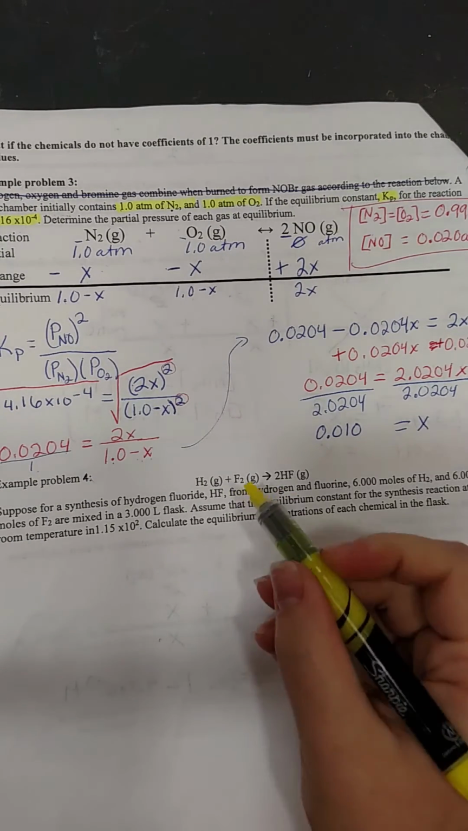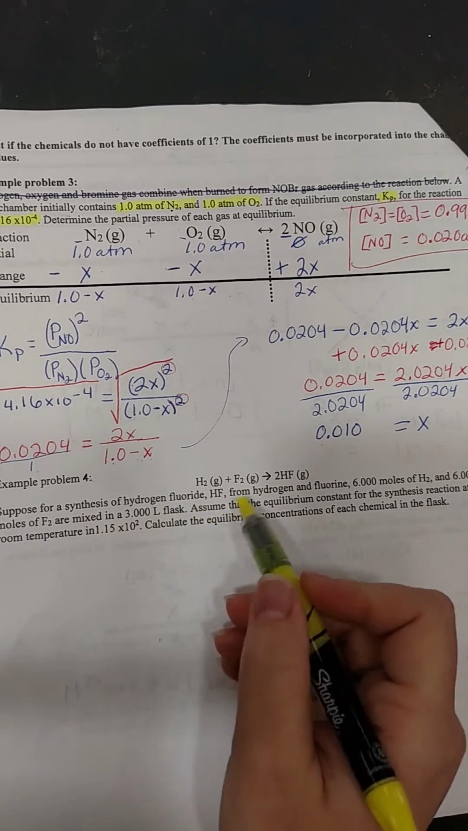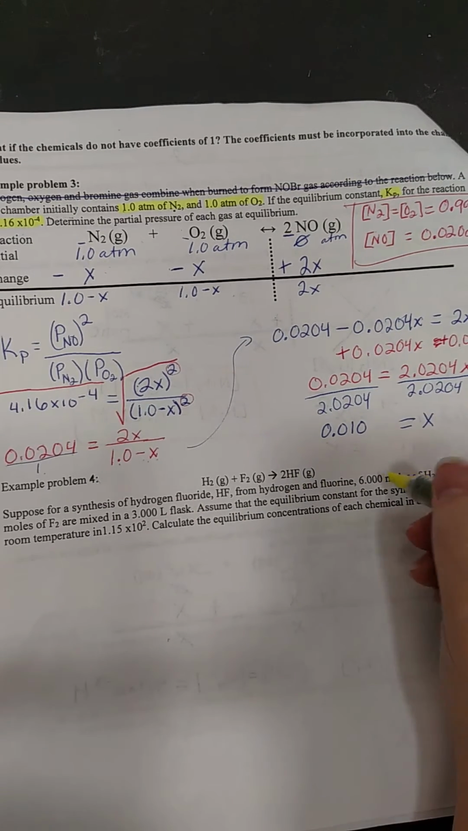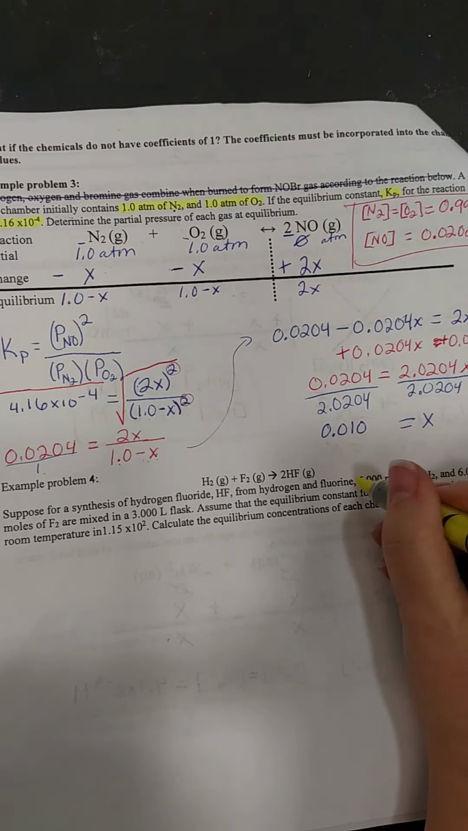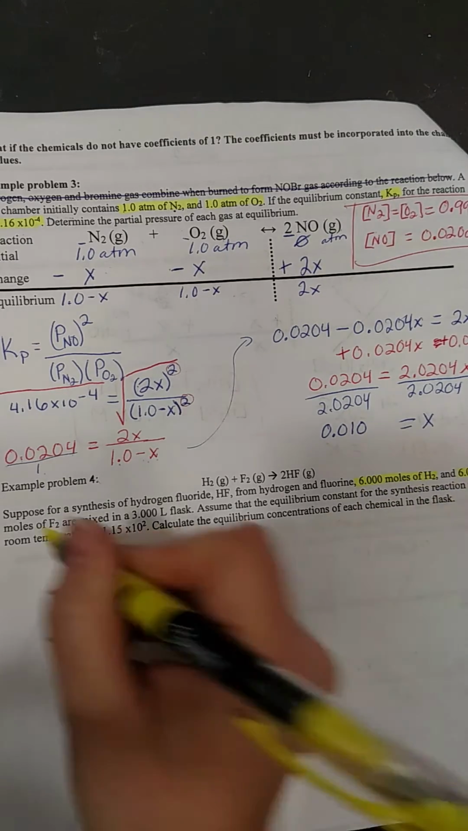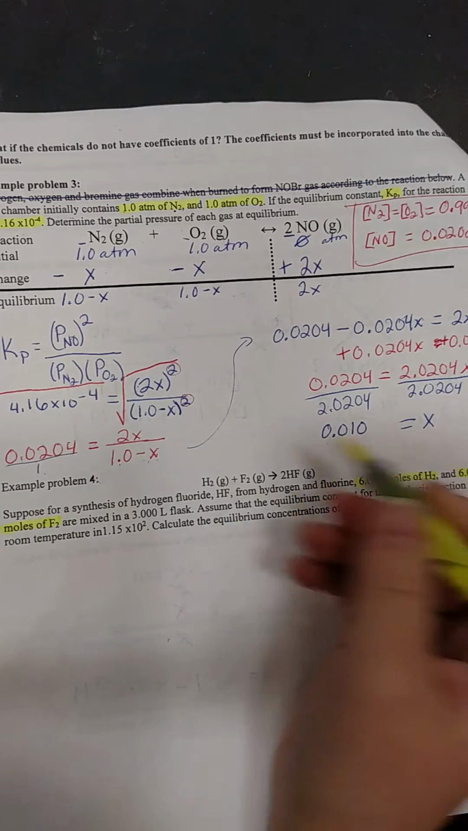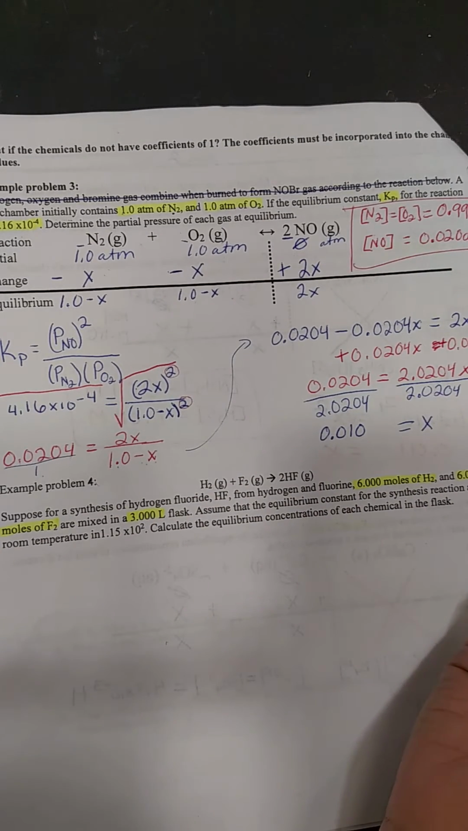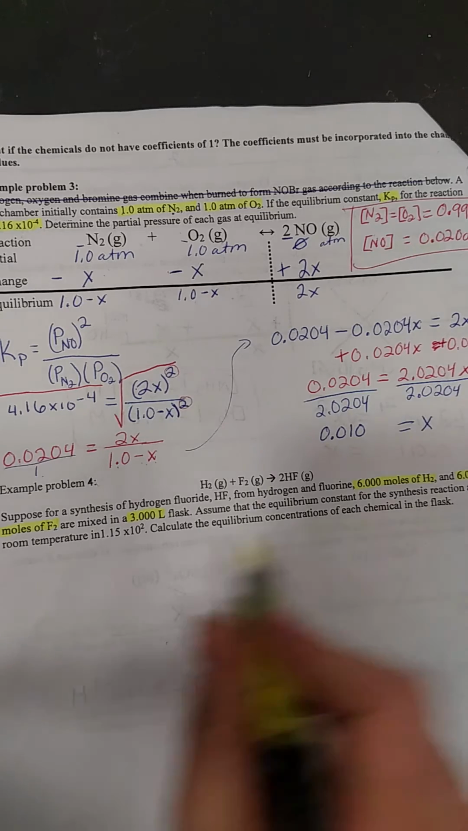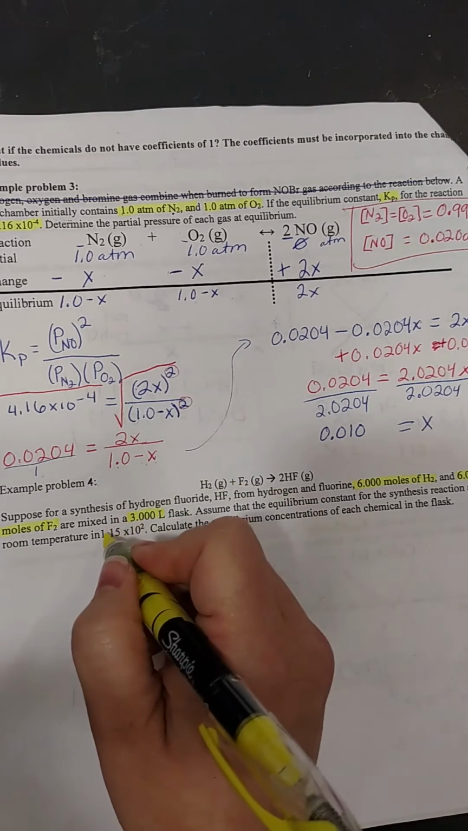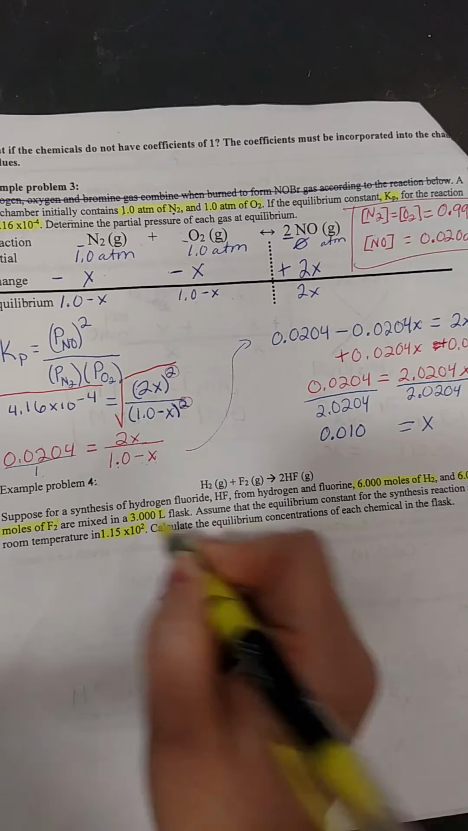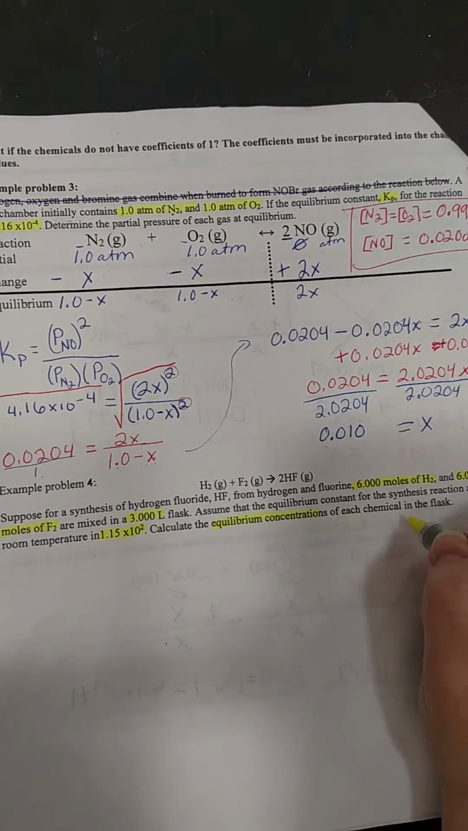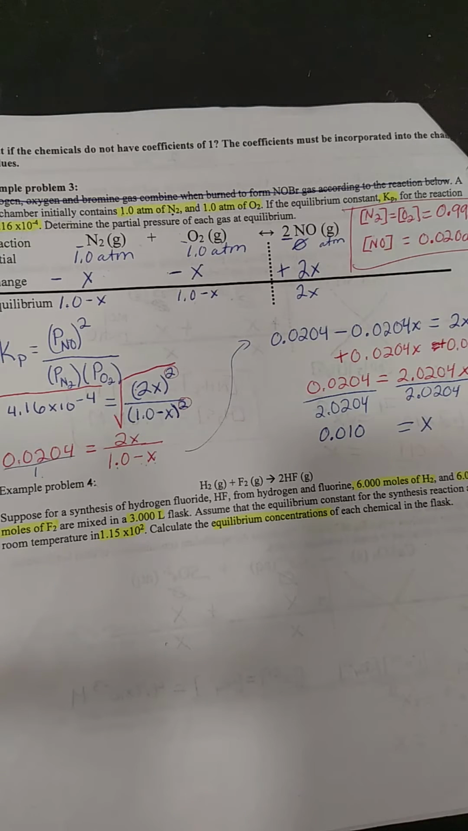It gives us our reaction. It says, suppose for a synthesis of hydrogen fluoride, so we're making hydrogen fluoride from hydrogen and fluorine, 6.000 moles of hydrogen and 6.000 moles of fluorine are mixed in a 3-liter vessel or flask. Assume the equilibrium constant for the synthesis reaction at room temperature is 1.5 times 10 to the second. Calculate the equilibrium concentrations of each chemical in the flask.